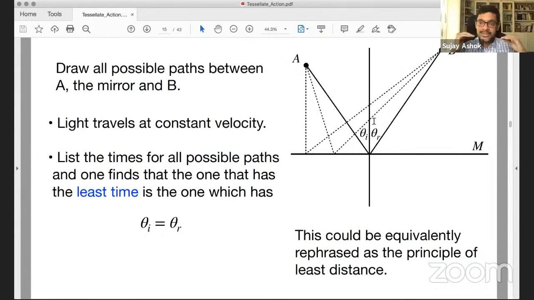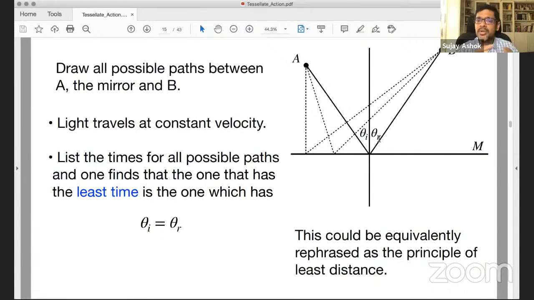Now we assume that light travels at a constant velocity in a given medium. Here the medium is only air, let's say. A and B are in the same medium. So light travels at constant velocity, and we just list all possible times. And we indeed find that the path of shortest time is the same as the path of shortest distance, because the time is nothing but distance divided by velocity. Since velocity is constant, it is essentially the path of least distance. So all you have to do is figure out the shortest distance between A and B, provided it has to hit the reflecting surface. And we indeed find this.